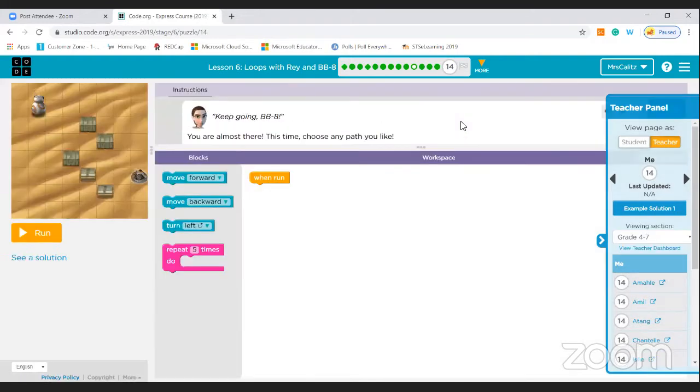Let's carry on to number 14. You are almost there. This time choose any path you like. So we need to go and pick up that piece of scrap metal. Who's going to help me with a possible path to follow?